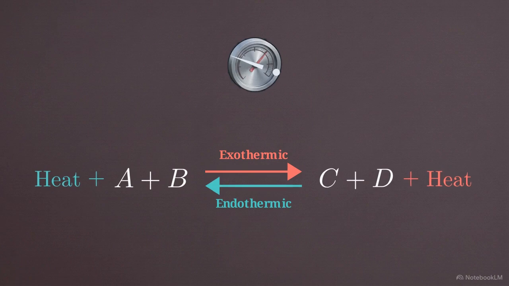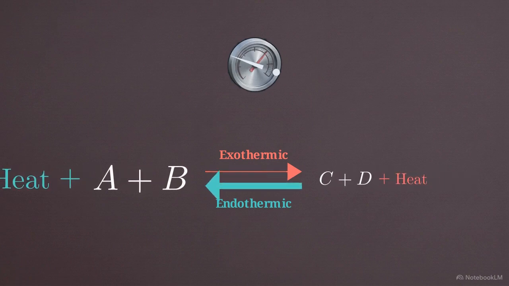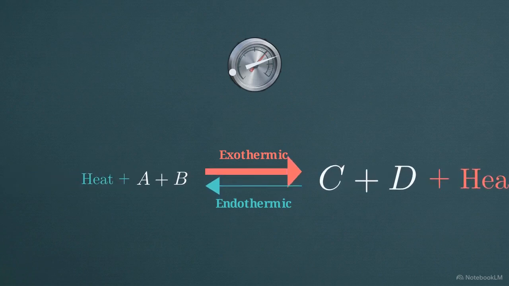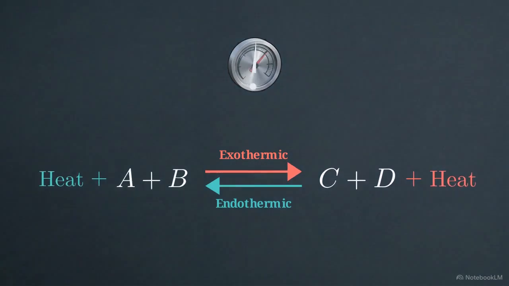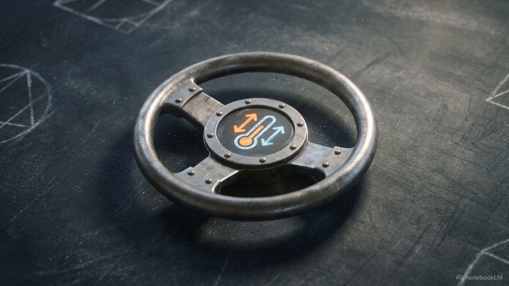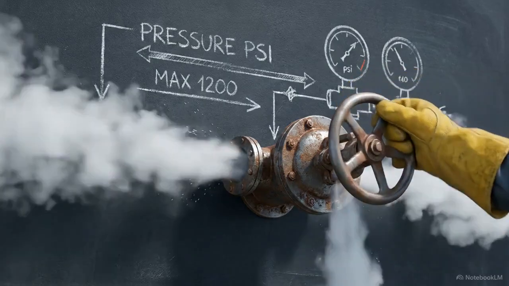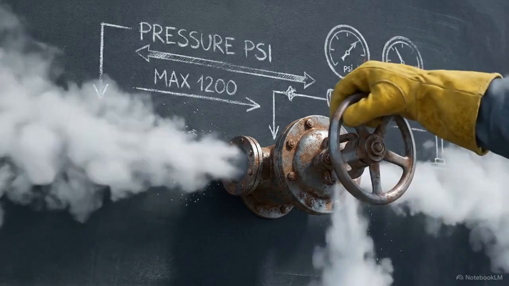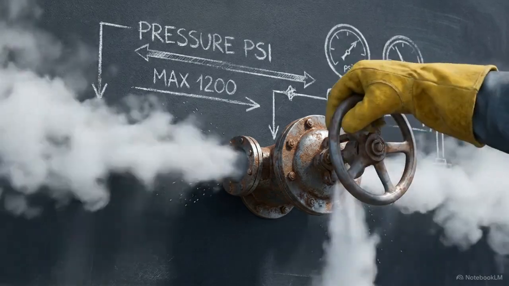If we increase the temperature of a closed system, the system attempts to cool itself down. It opposes the added heat by shifting the equilibrium position in the endothermic direction. Conversely, if we decrease the temperature, the system acts to replace the lost heat. It shifts the equilibrium position toward the exothermic direction to generate thermal energy. Temperature acts as a thermal steering wheel. Chemists use it to deliberately push an equilibrium heavily toward the side of the equation that produces their desired chemical.